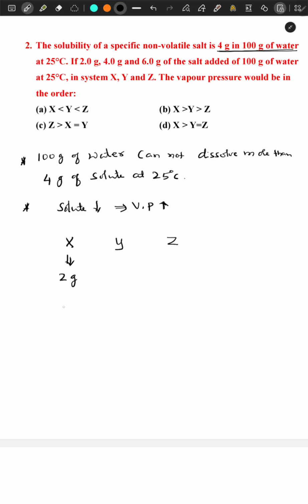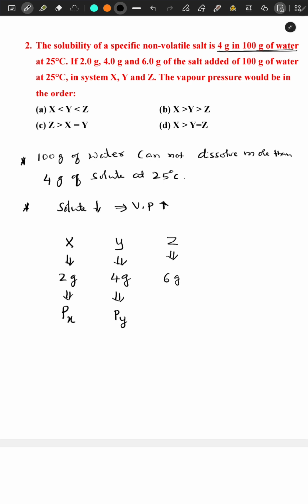Let us call the vapor pressure of that X under that condition Px. Now coming to Y. How much of Y is dissolved? 4 gram of Y is dissolved in 100 gram of water at the same temperature, correct? That also dissolves, because according to the given condition, its solubility is 4 gram. Let us call the vapor pressure of Y as Py. Now coming to Z. How much of Z is dissolved? 6 gram of Z is dissolved.